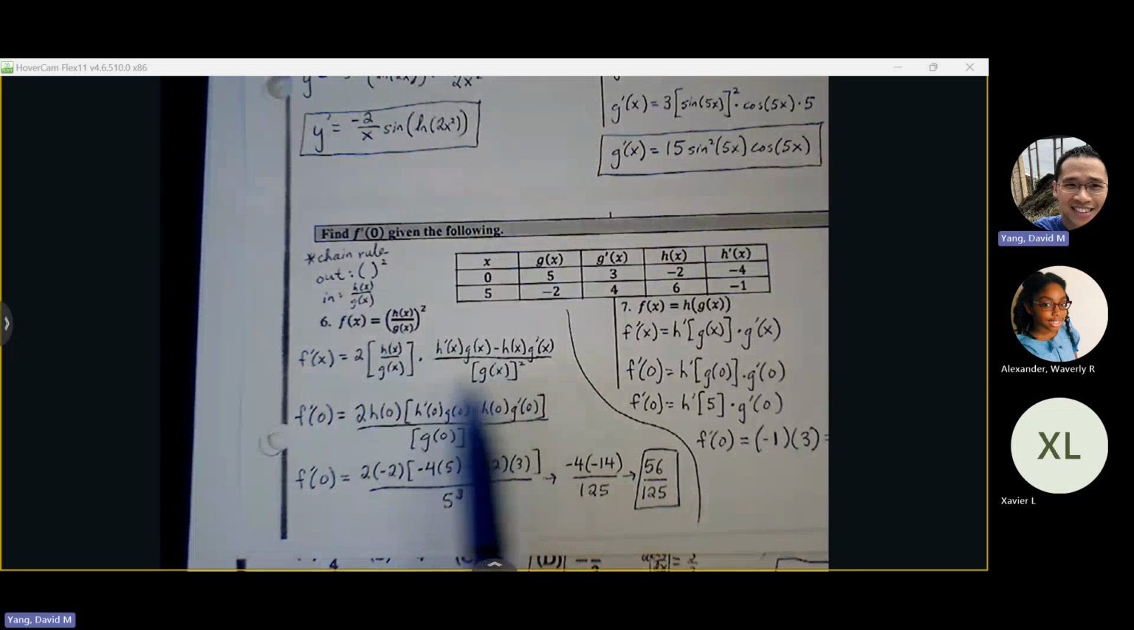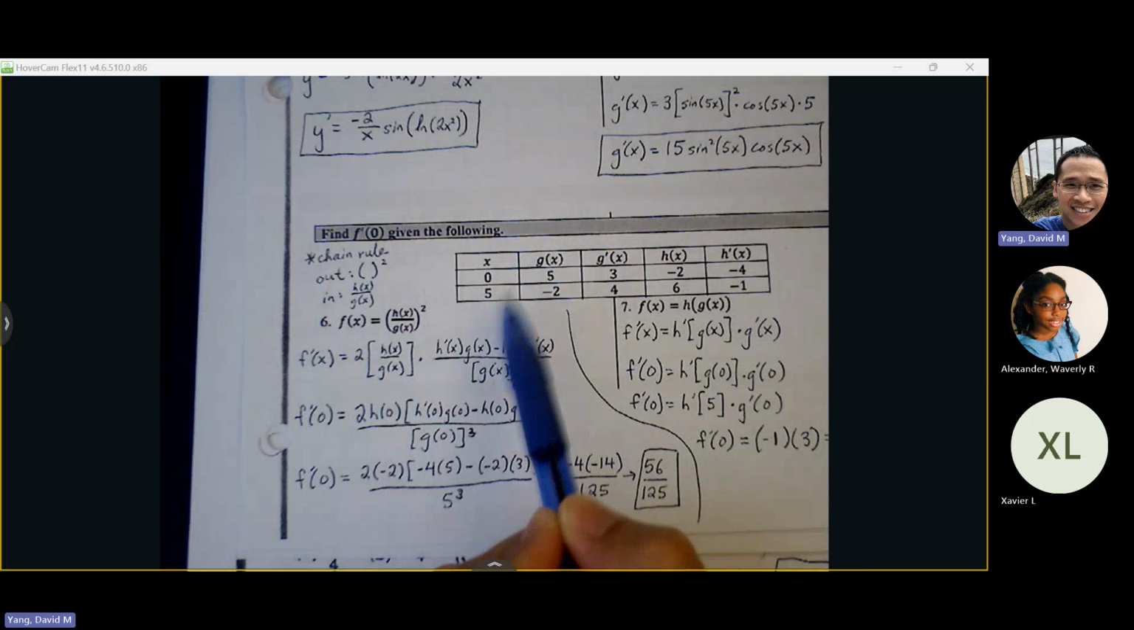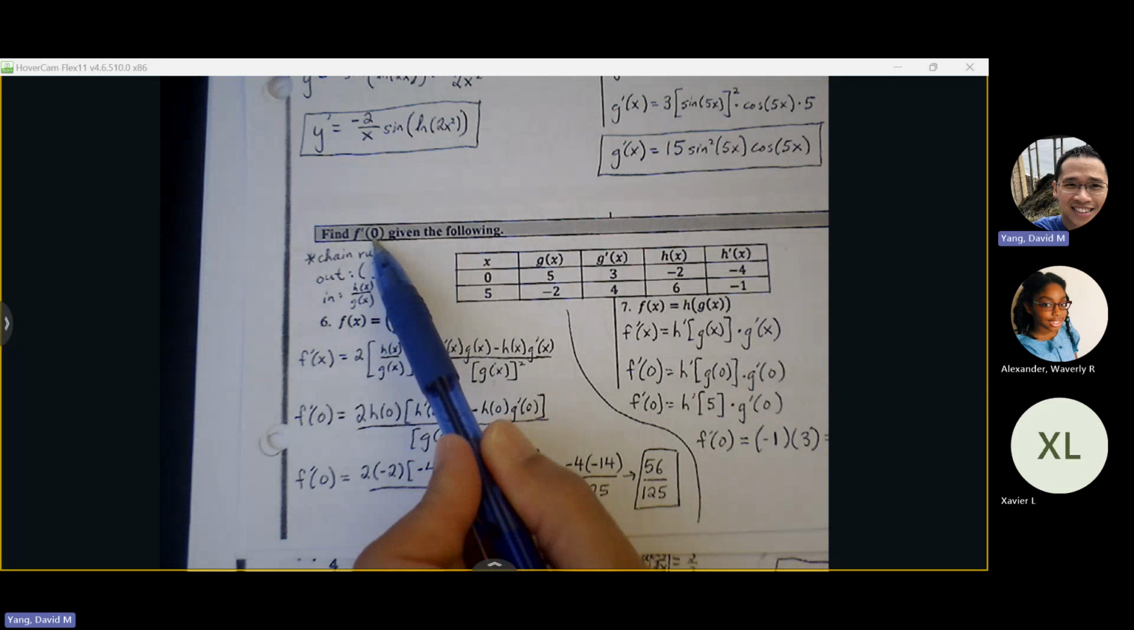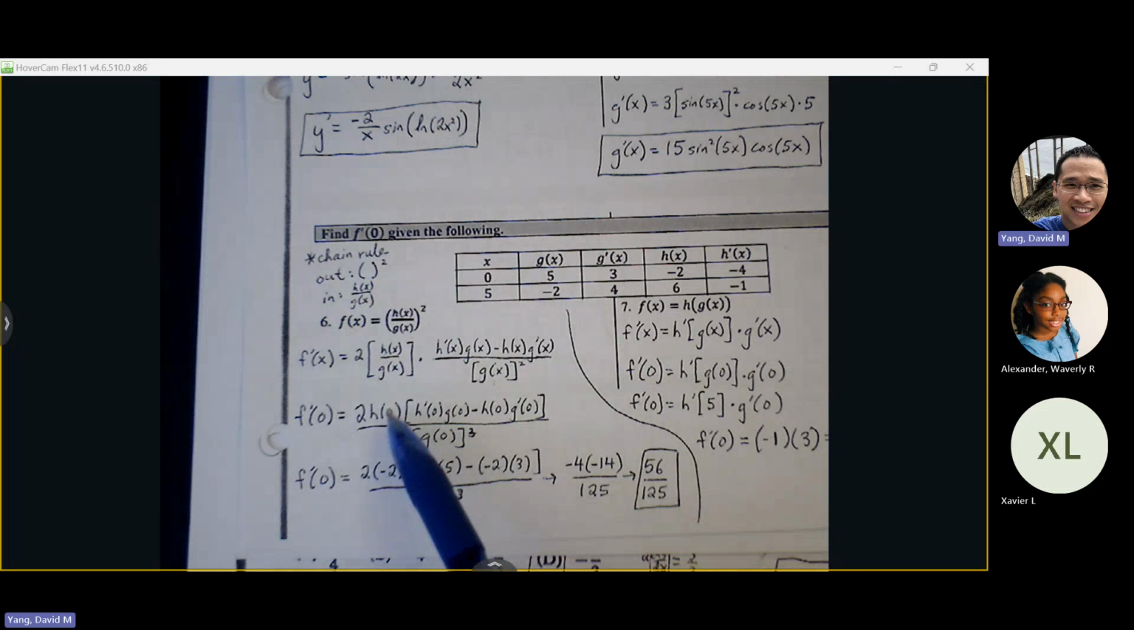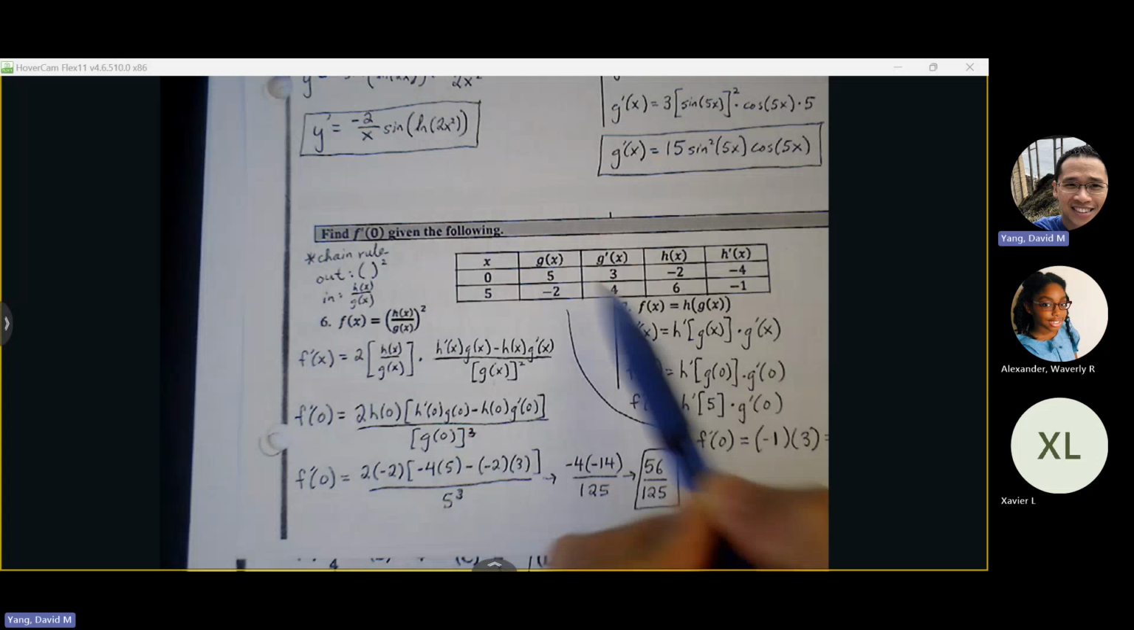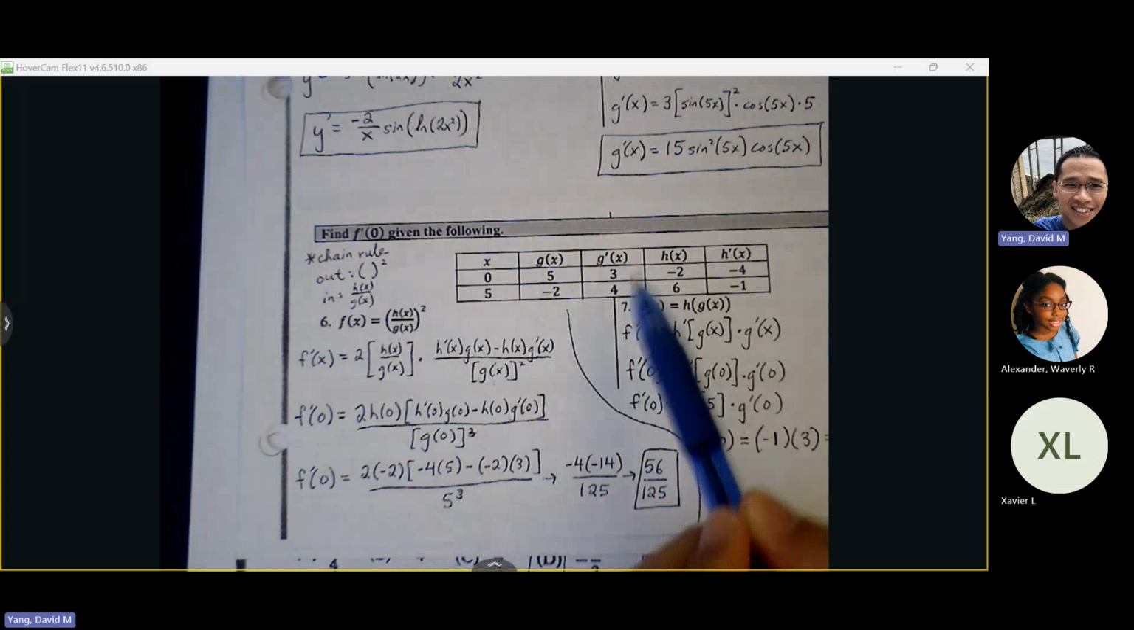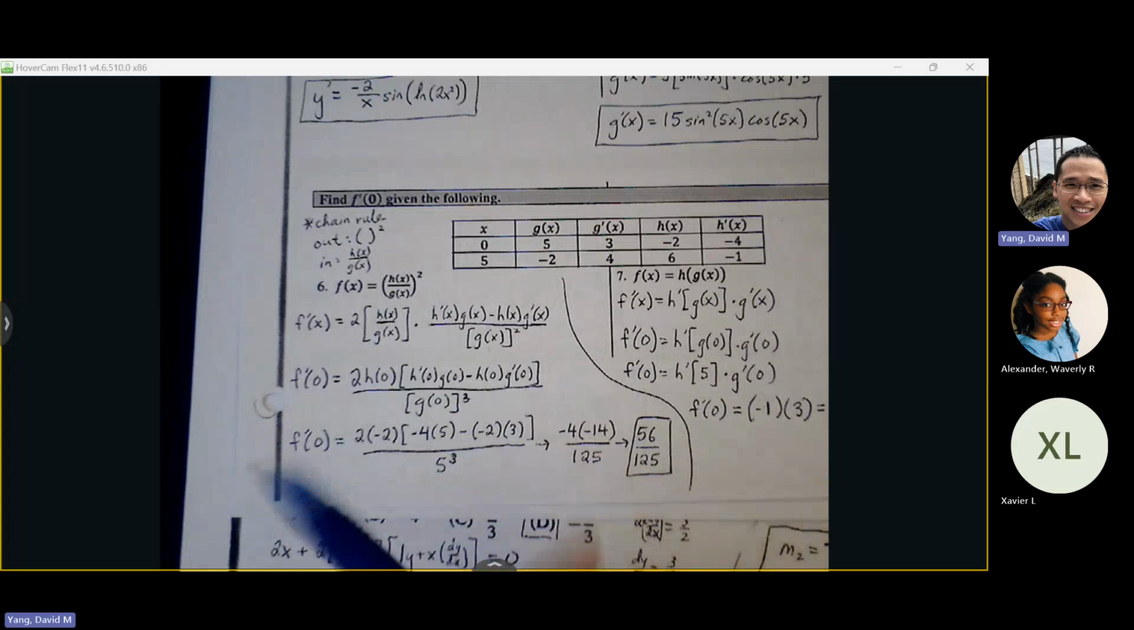And once we're here, then we're pretty much done with the calculus. We're just replacing every x with 0, find f prime of 0. And then once we replace everything with 0, we just look at our table to see if we can make those substitutions out of function notation into an integer value, and then combine all those numbers down to 56 over 125.